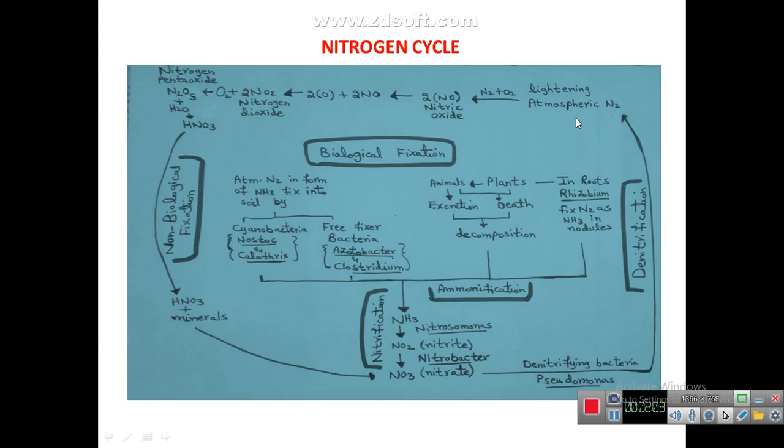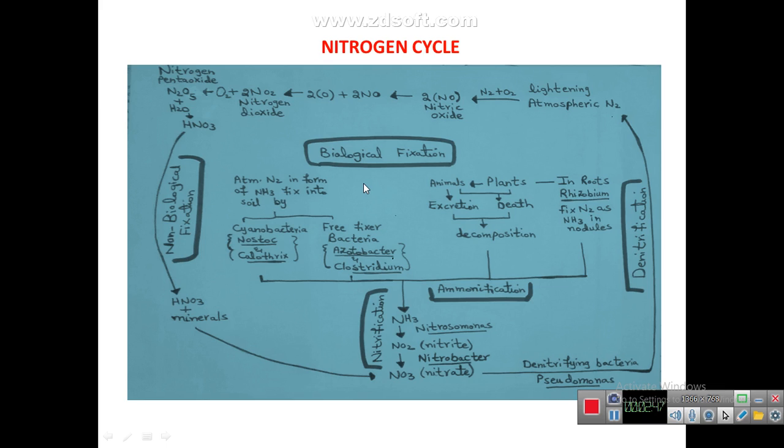Because of lightning or thunderstorm, atmospheric nitrogen in the form of gas reacts with the oxygen gas, resulting in the formation of nitric oxide, which reacts with oxygen to form nitrogen dioxide, which reacts with oxygen to form nitrogen pentoxide. When nitrogen pentoxide reacts with water, it forms nitric acid, HNO3. The nitric acid along with the rainwater comes to the soil as acid rain. This whole step is known as non-biological fixation because no living organism is involved. Nitric oxide, when it reacts with the minerals present in the soil, results in the formation of nitrate.